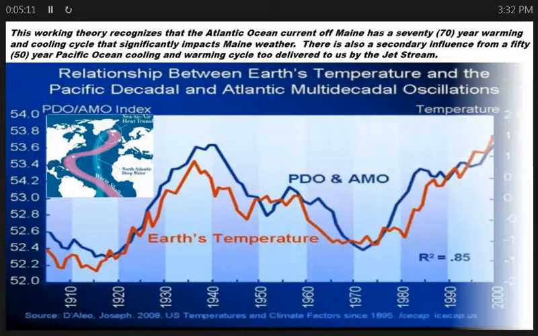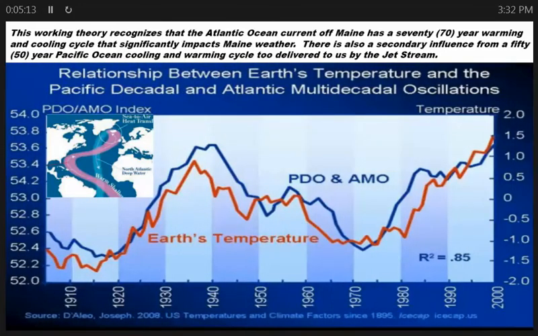If we look at this graph here, another thing I want to bring your attention to is that when we look at Earth's temperature versus the warming and cooling periods of the Atlantic Ocean, the Pacific Decadal Oscillation and the Atlantic Oscillation, we see that there is an 85% correlation between the two, which means they do influence each other. Remember earlier I mentioned we're always looking for a correlation that's over 70%.